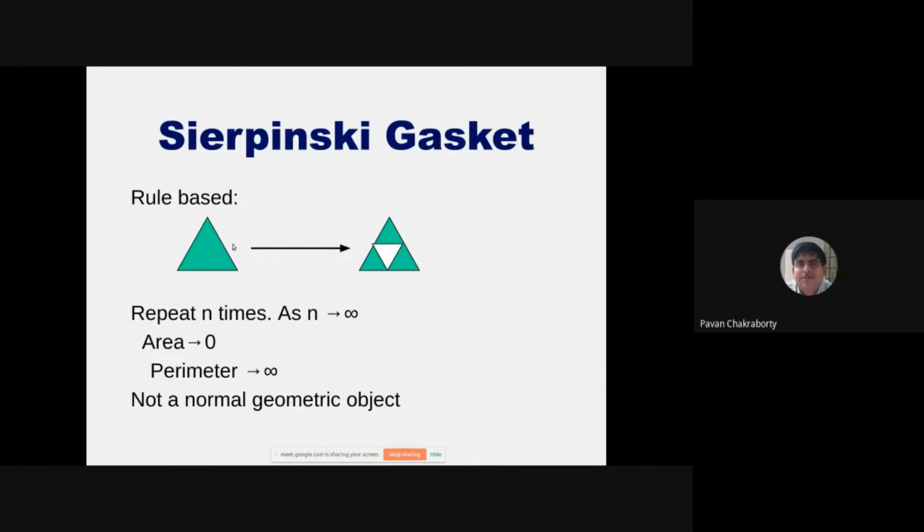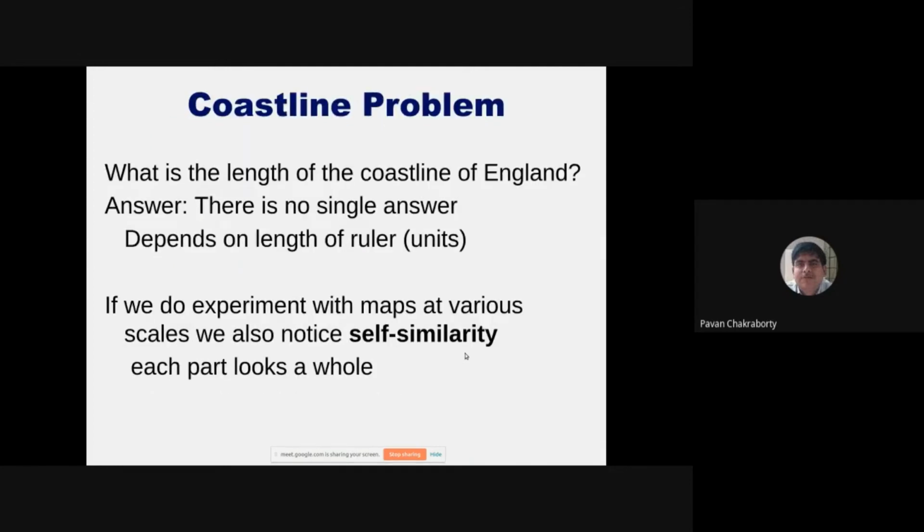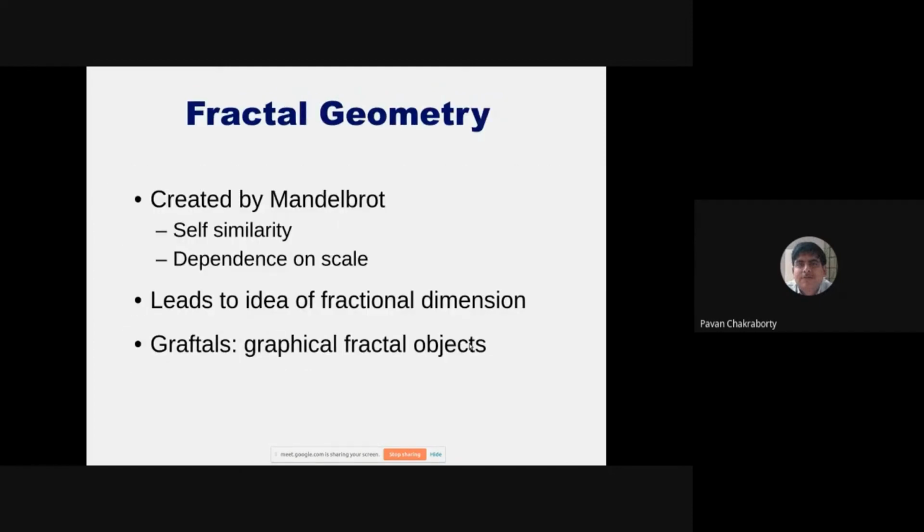Similarly, I can have a triangle and I can keep fitting further triangles, and I can continue this and define its dimensions. So here I have the coastline problem. Fractal geometry was created by Mandelbrot. It's self-similar, depends on scaling, and leads to the idea of fractional dimension. Fractals are graphical objects.